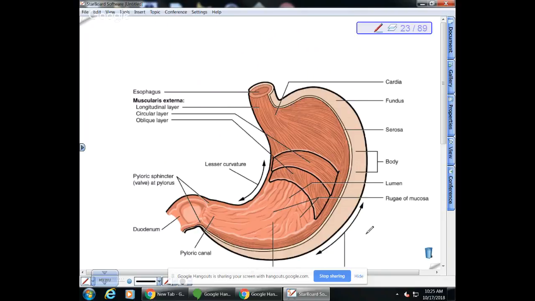That is the innermost layer here, and it's called oblique because the muscle fibers run at a diagonal, and that's what oblique means, at a diagonal, rather than circular, which would be around, and longitudinal, which would be down the length of the organ. So oblique, that's right, listed right here. So there's an oblique layer.